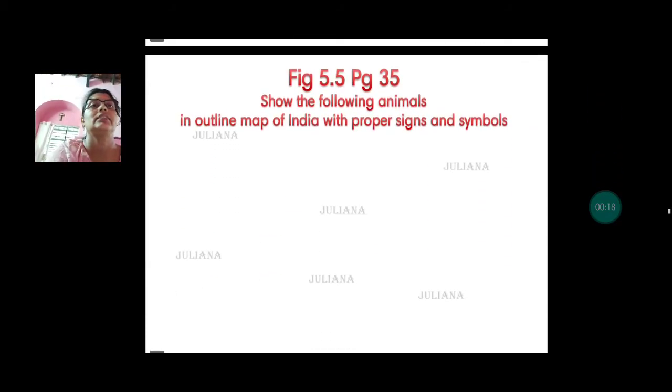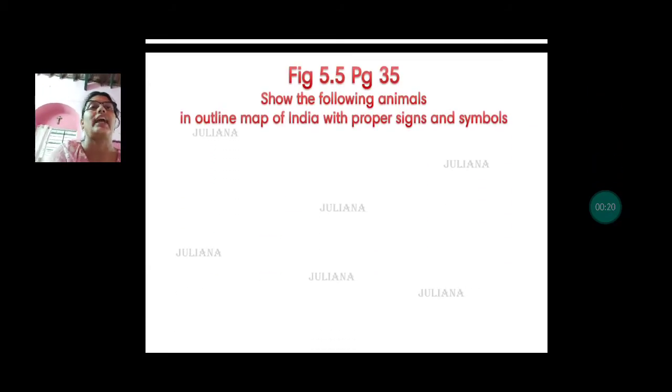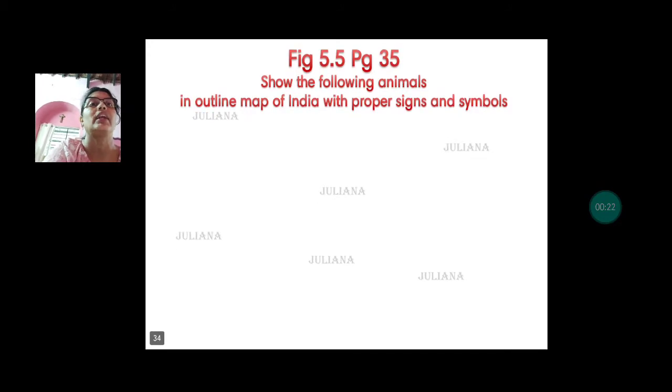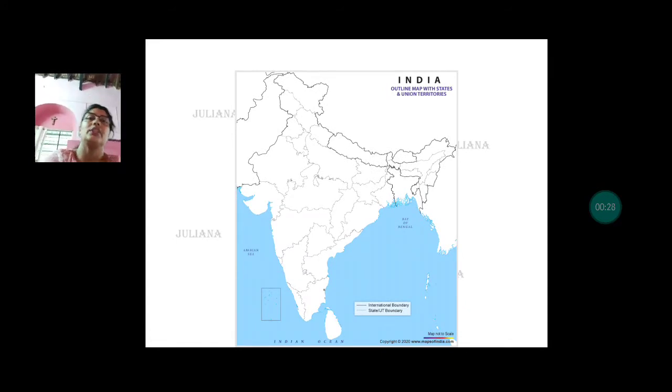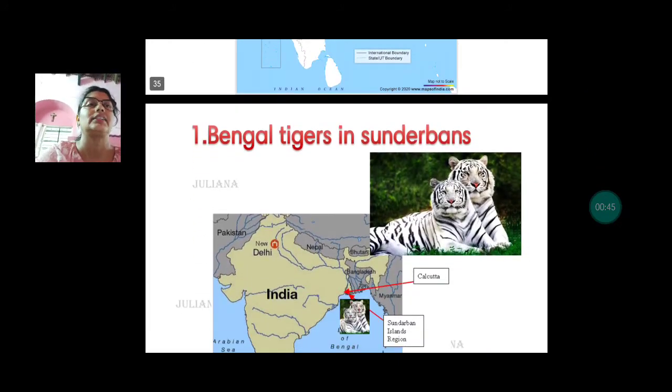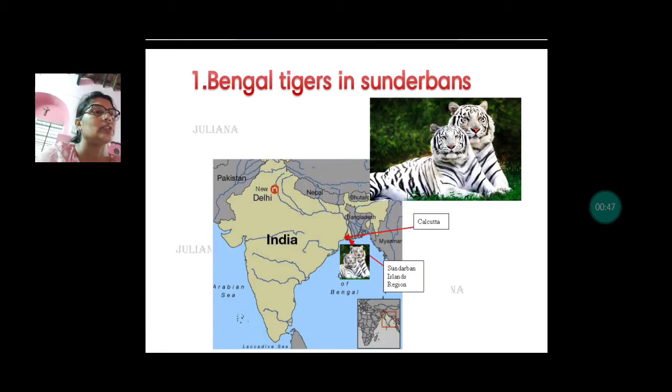And the activity is show the following animals in outline map of India with proper signs and symbols. You will be given a map of India like this, and you need to use proper signs and symbols, okay, or color shading to show the location for these wild animals. Now, drawing of each and every icon will be a little difficult, so you can always use colors, okay, and use the same color in the index. Now, there are a few things about 8 to 10 that you have to show.